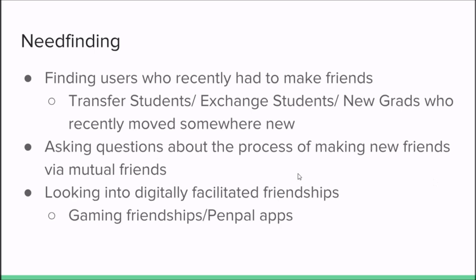Earlier in this quarter, we did some need-finding studies. We found users who recently had to make new friends because they were in an unfamiliar situation: transfer students, exchange students, and new grads who moved somewhere. All of them were in an unfamiliar situation, didn't know anybody, and had to make new friends for social interactions.